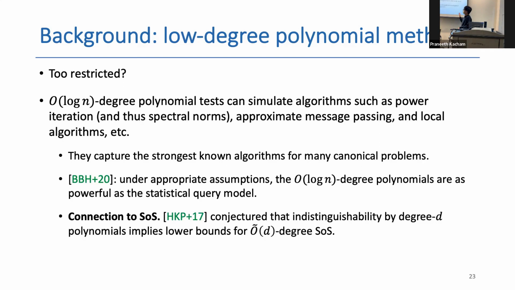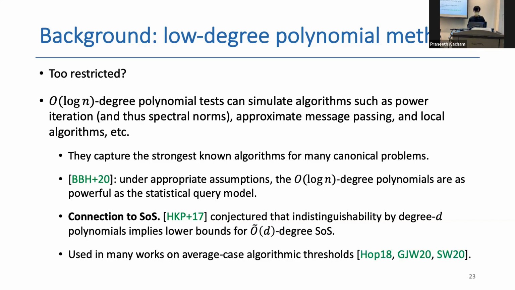And more importantly, there's a connection to SOS. There's a conjecture that indistinguishability by degree D polynomials implies lower bounds for order D degree SOS. This is called the pseudo calibration conjecture. It's a pretty famous conjecture.